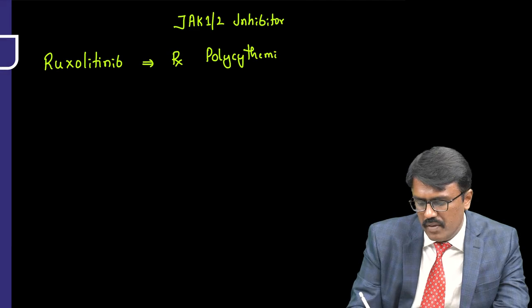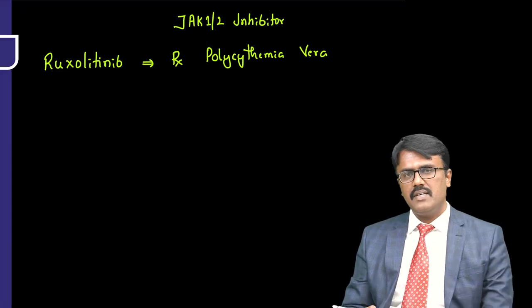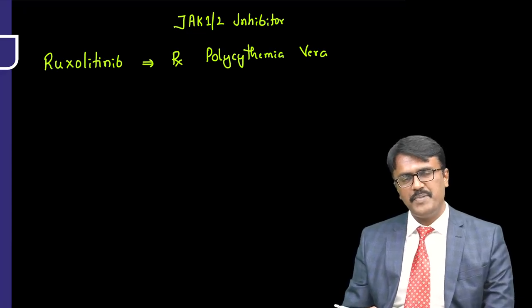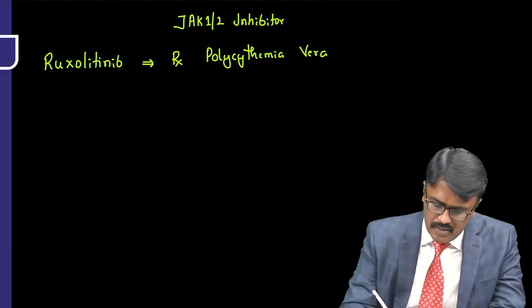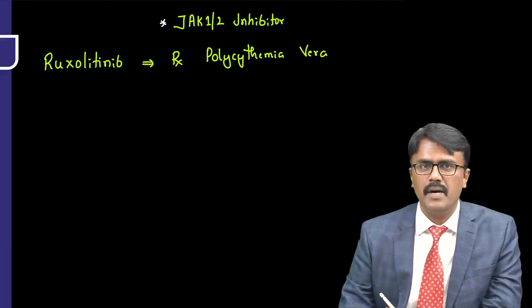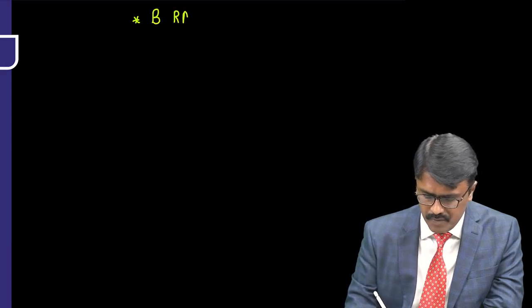Polycythemia vera. Can you tell me one more drug which is a cell cycle specific drug used in polycythemia vera? Yes. If you're telling hydroxyurea, you are correct. So that is the point. The next intermediate pathway which we can block in cell proliferation is called the BRAF inhibitors. So we have BRAF inhibitors.